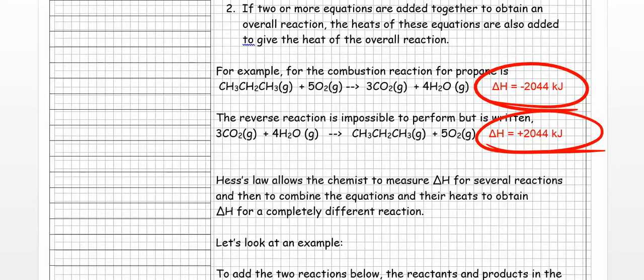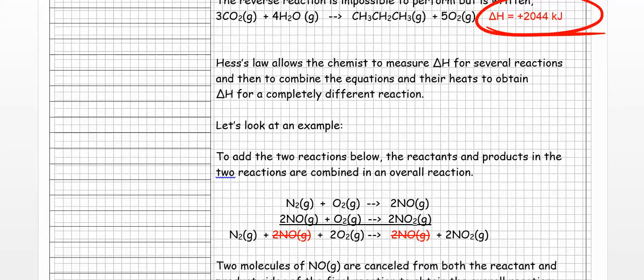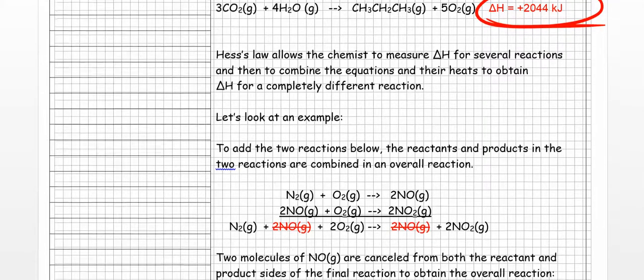Next one is this. Hess's law allows chemists to measure delta H for several reactions and then to combine the equations and their heats to obtain delta H for a completely different reaction. All right? So if we can combine reactions to form an overall reaction, then we can combine their delta H's to form an overall delta H. So let's take a look at this example. To add the two reactions below, the reactants and products in the two reactions are combined in an overall reaction. So here are the two reactions.